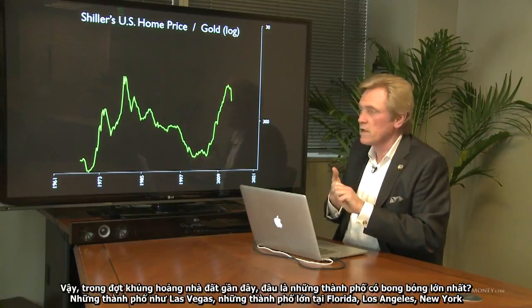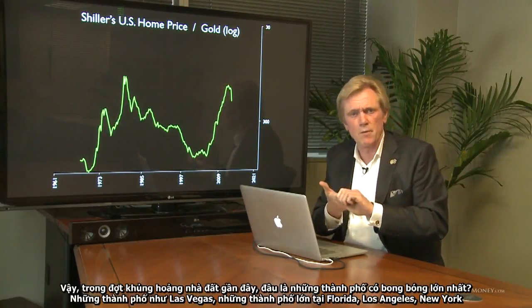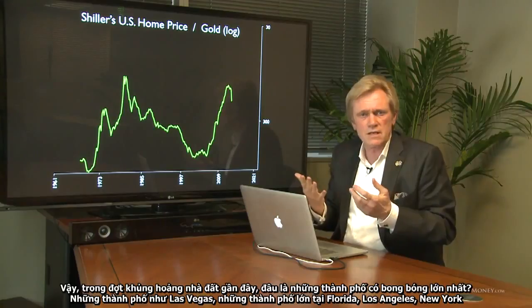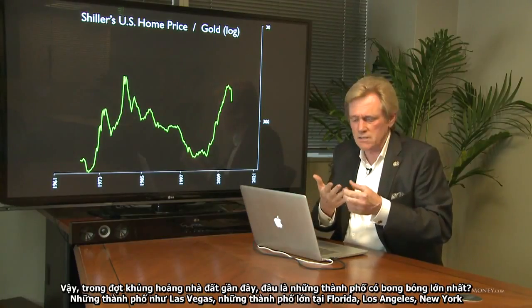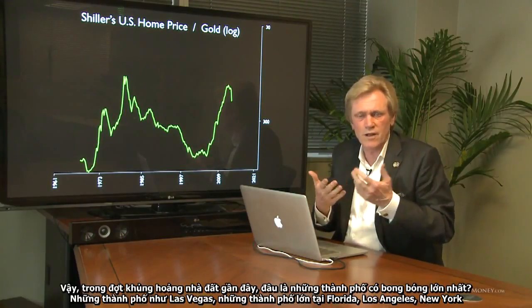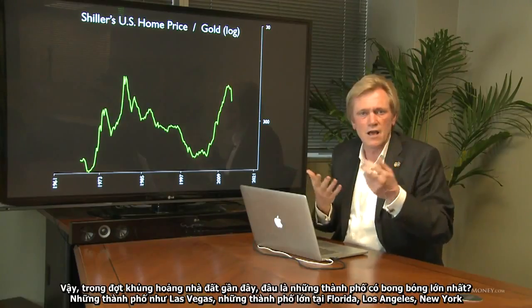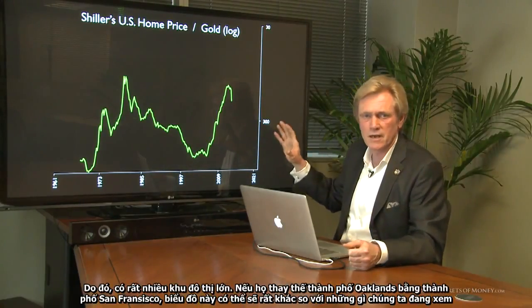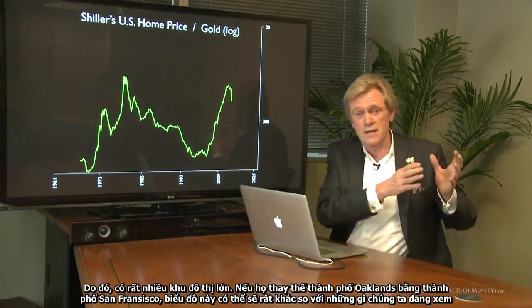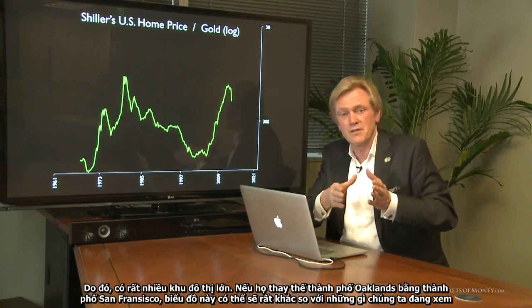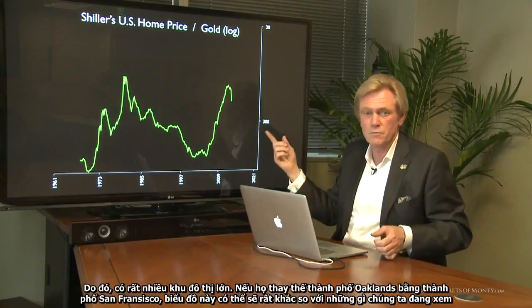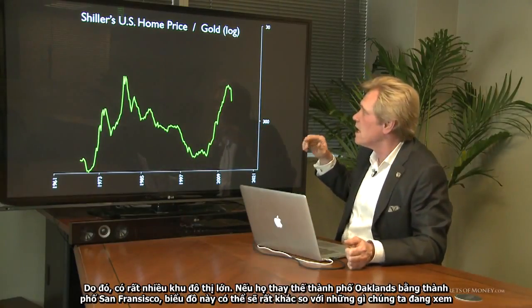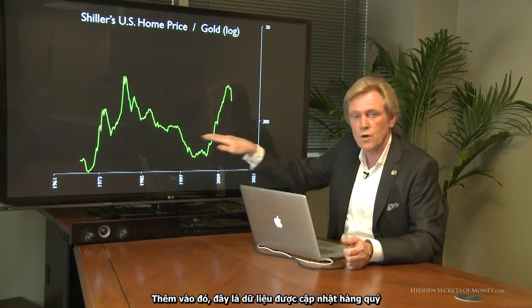So when it comes to showing the recent real estate bubble, where were the cities that had the biggest bubbles? They were cities like Las Vegas, the major cities in Florida, Los Angeles, New York City. So they were major metropolitan areas. If they had put the city of San Francisco in instead of the city of Oakland, the results would be very different than this. Also, this is quarterly data.